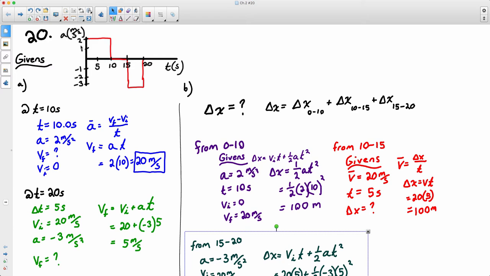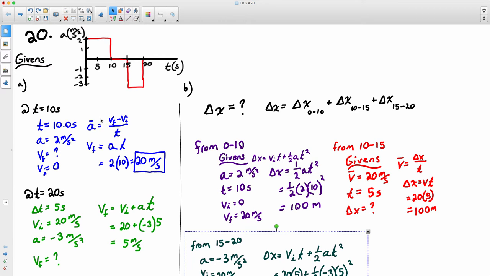Okay, so 20 has this graph with acceleration versus time, and it asks for what the velocity is at 10 seconds, and then it asks for what the velocity is at 20 seconds. So if I write my givens down, here they are, 10 seconds. I get this 2 meters a second squared from the graph. And it starts from rest, so the initial velocity is 0, and I'm trying to find out what my final velocity is.